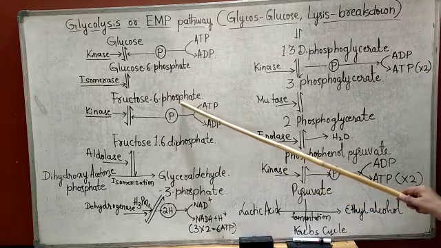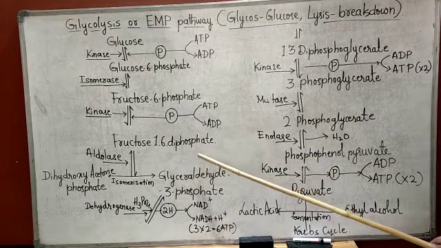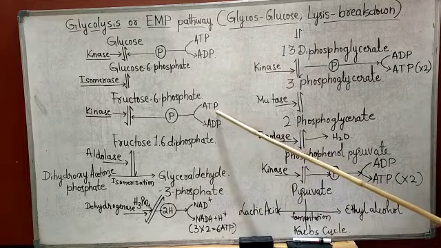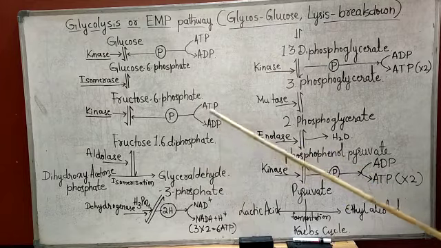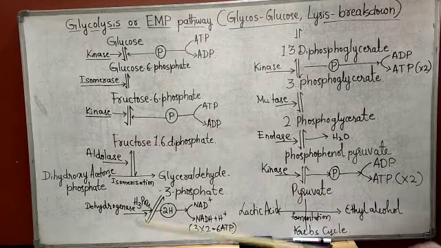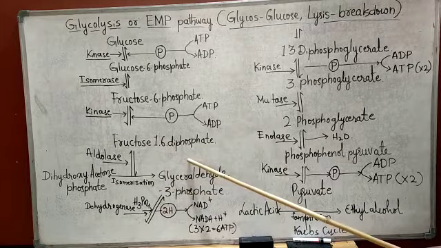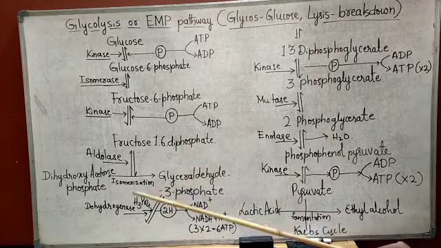Here fructose 6-phosphate is converted into fructose 1,6-diphosphate by the addition of phosphate from ATP with the release of ADP. That is by the action of enzyme kinase. And this fructose 1,6-diphosphate now simultaneously undergoes cleavage as well as isomerization.